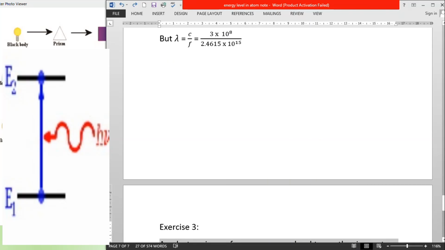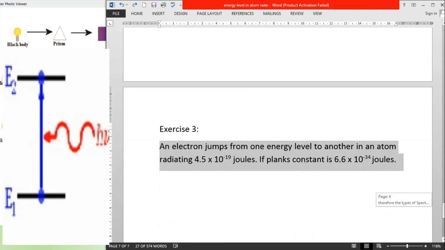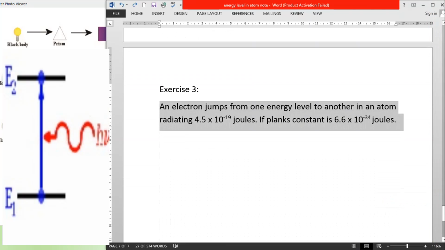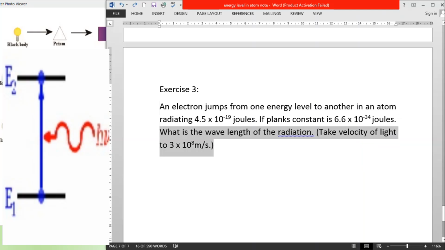So we're going to be looking at our third exercise, exercise 3. Exercise 3 says an electron jumps from one energy level to another in an atom radiating 4.5 times 10 raised to power minus 19 joules. If Planck constant is 6.6 times 10 raised to power minus 34 joules. Alright, so we are told to look for the wavelength of the radiation. What is the wavelength of the radiation?